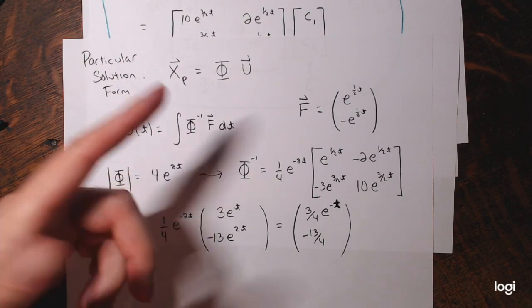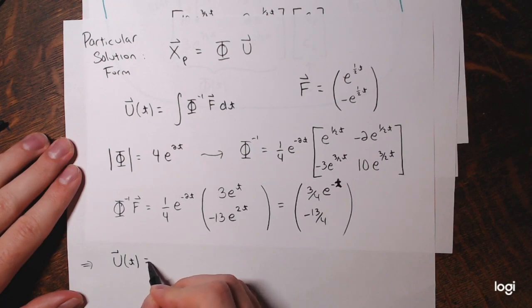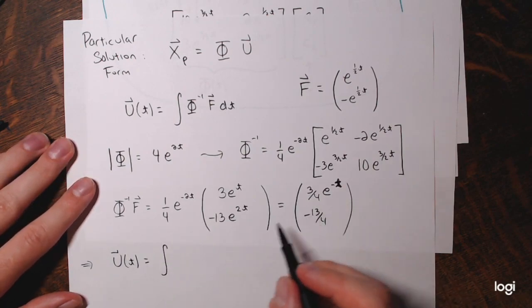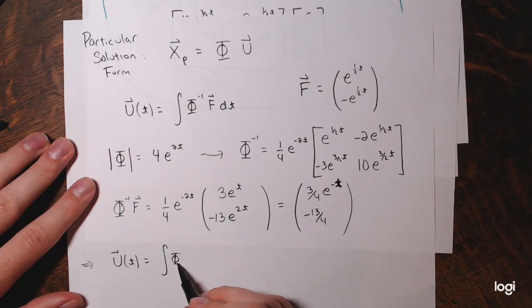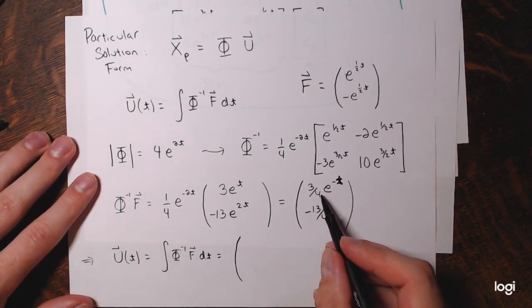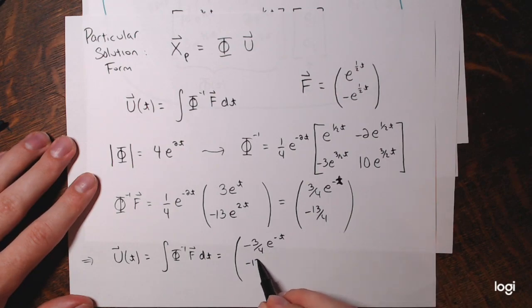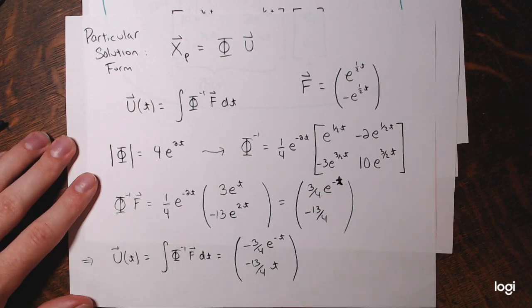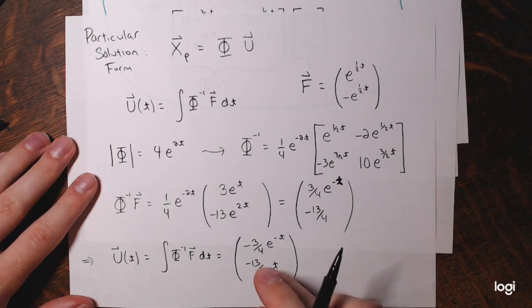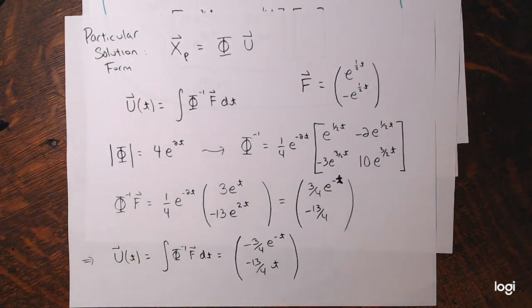And then for u, we're integrating component by component. So this u of t is, again, the integral of phi inverse times f with respect to t. So we got here, and again, ignore the constants of integration. This would be negative 3/4 e to the negative t, and then negative 13/4 t. All right. Great. Then I multiply this u by phi, and I get my particular solution to this non-homogeneous system.